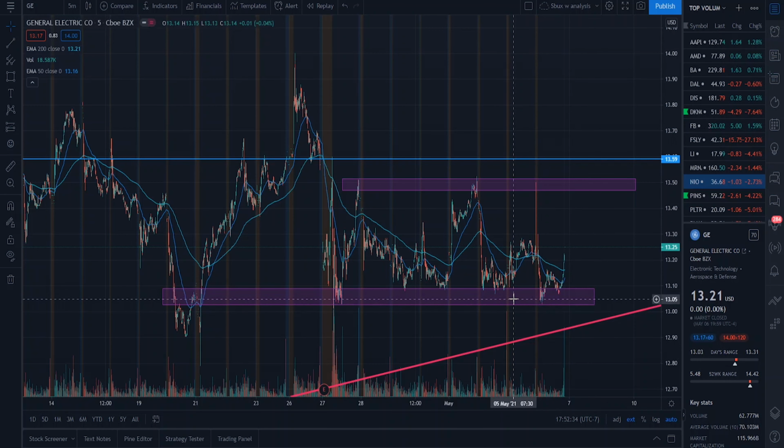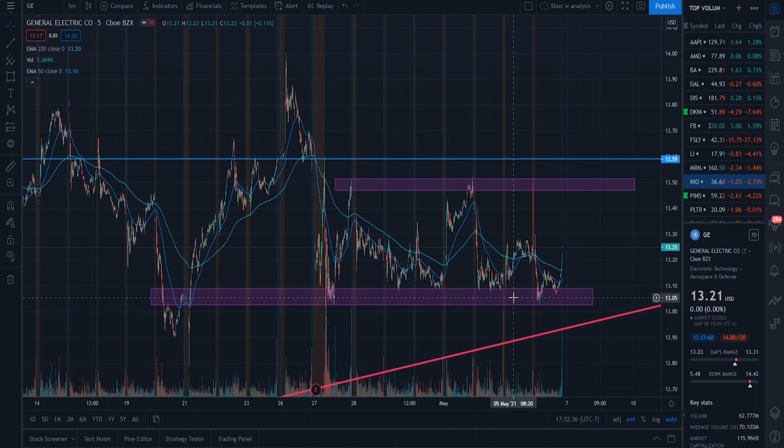And with this new support that we have found, this is going to be ultimately the running support over the next few days. And I really do believe that if this price breaks below, then that will be our sign to get out of this trade, because that will ultimately mean that this wedge is breaking to the downside.